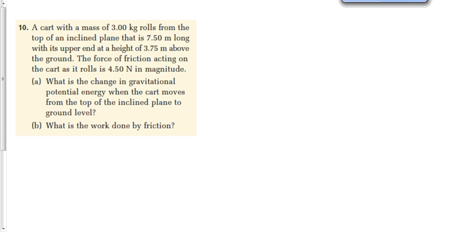It says a cart with a mass of 3 kilograms rolls from the top of an inclined plane that is 7.5 meters long with its upper end at a height of 3.75 meters above the ground. You know what? I'm going to get confused by this. I get easily confused. I'm going to get confused by this if I don't draw a picture of it. So I'm going to do that now before I even read the rest of the question.